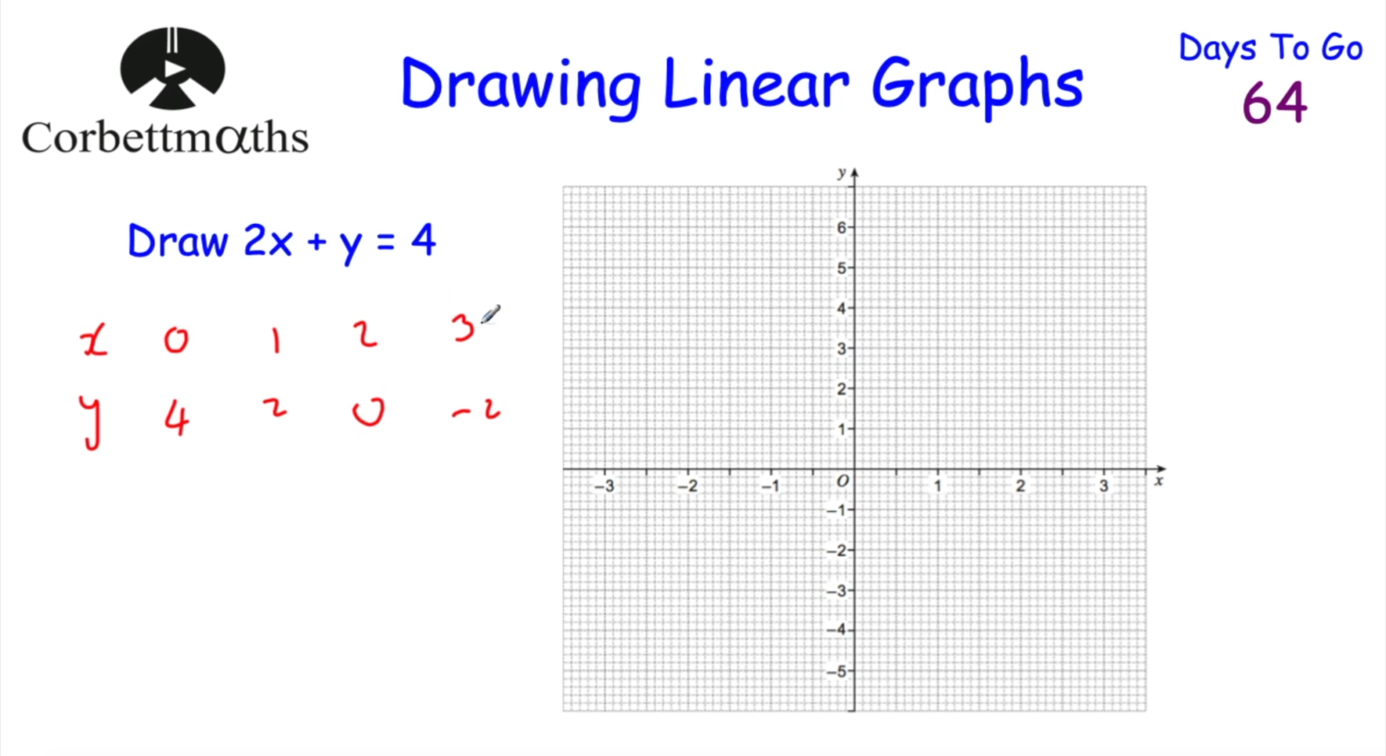And there are some points on the line: (3, -2), (2, 0), (1, 2), and (0, 4). So let's plot them. And that's it. That's our line, 2x plus y equals 4.